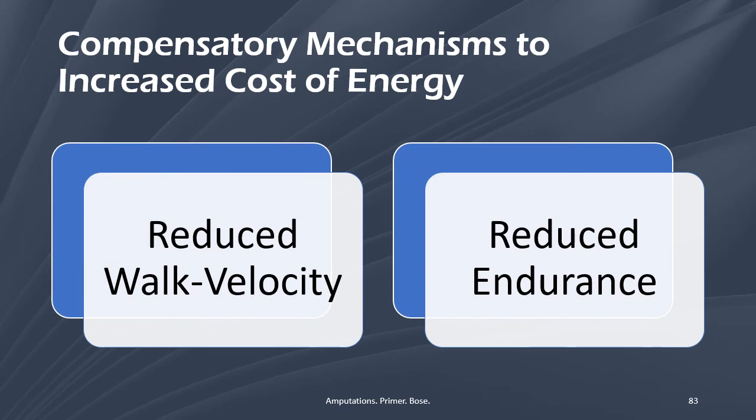What happens if the cost of energy to move is high due to whatever reason? A person will compensate for a high cost of energy to achieve basic function. How does that change gait? The walking velocity will be reduced to allow for conservation of energy.